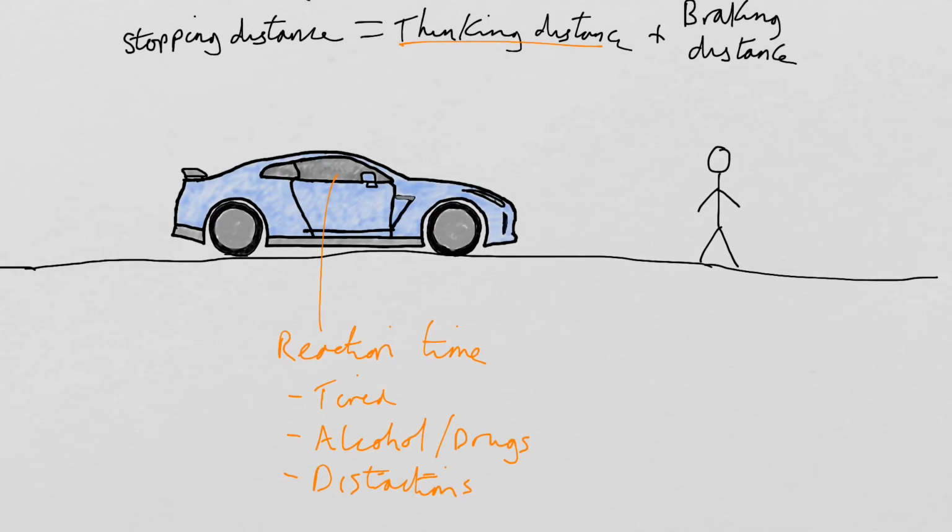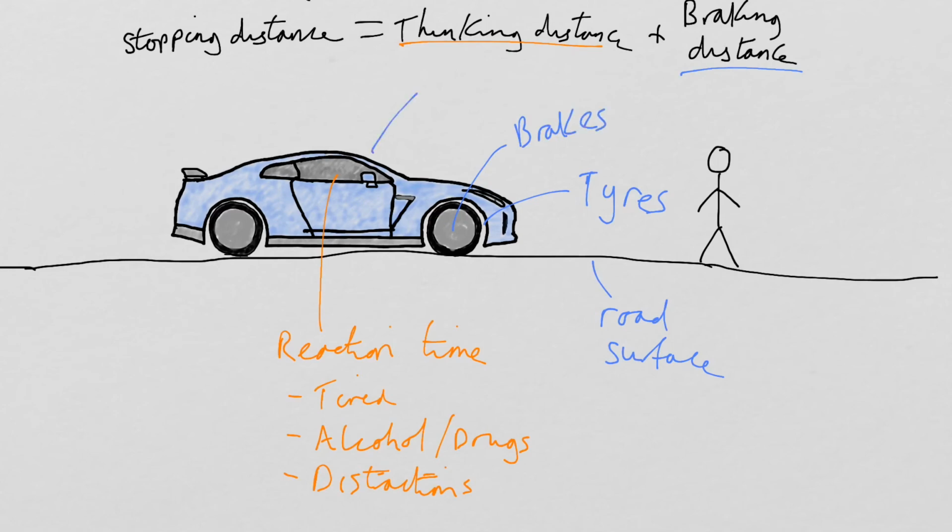Now, the braking distance is all factors to do with the car and the road surface. So maybe the road surface has lots of gravel on it. Maybe it's got an oil spill on it. These things are going to make the road more slippy, which is going to reduce the amount of friction between the car and the road, which will increase the braking distance. Maybe the tyres are worn. Perhaps the brakes are not very good.